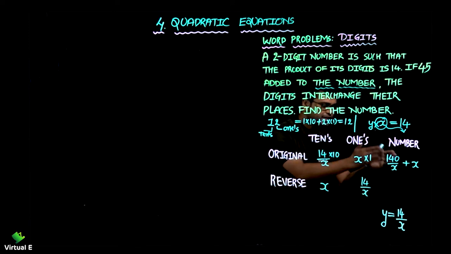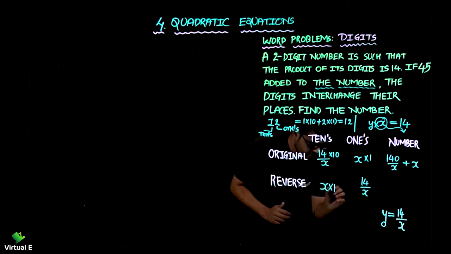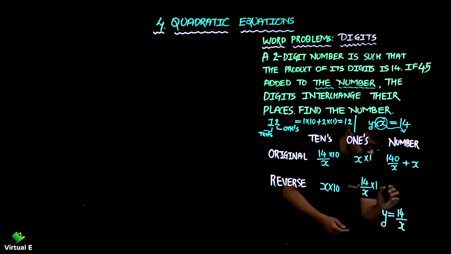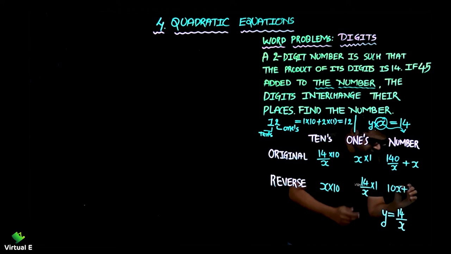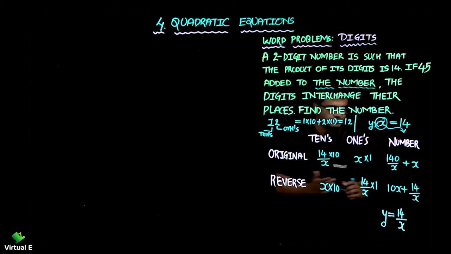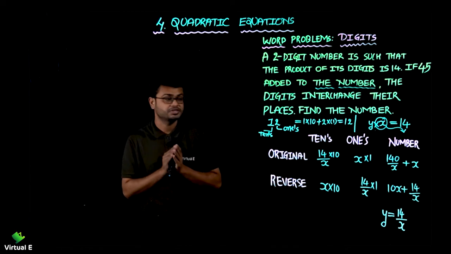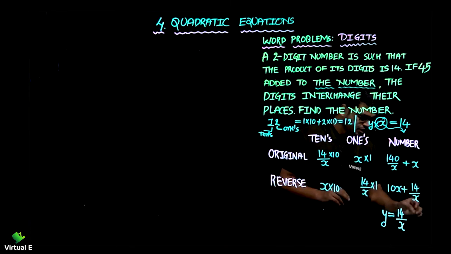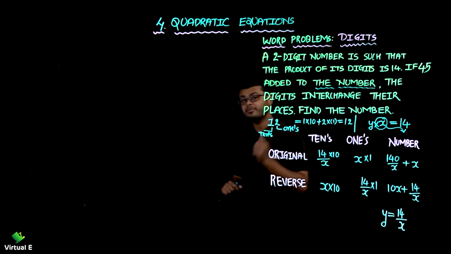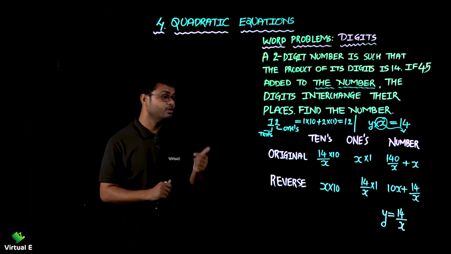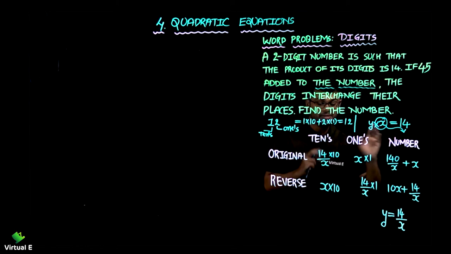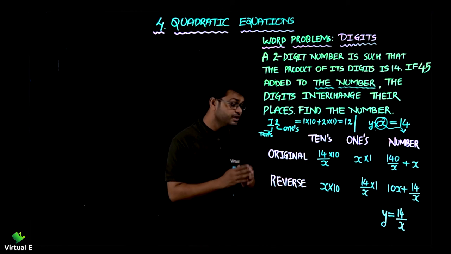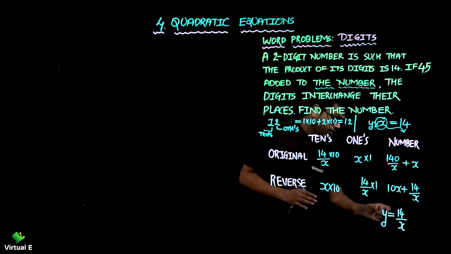Now let's use the same logic that we used for the first case. Multiply the tens place with 10 and multiply 1 with the ones place. So if I write it in simple form, that is 10x plus 14 over x. So if I interchange the digits, it will become this number, 10x plus 14 over x, that is 140 over x plus x. Remember, we have done questions like this in the chapter on pair of linear equations. The basic idea is going to remain the same. Multiply 10 with the tens place, multiply 1 with the ones place. But the difference over here is that we are substituting the value of y in terms of x.